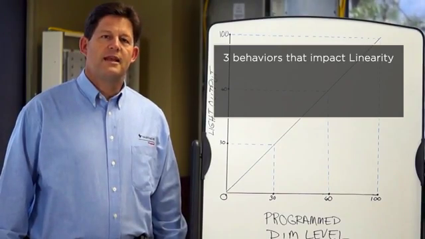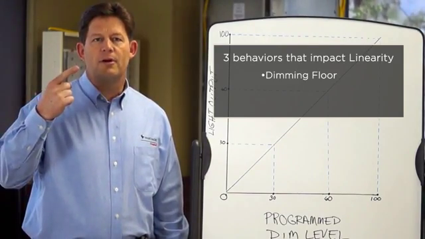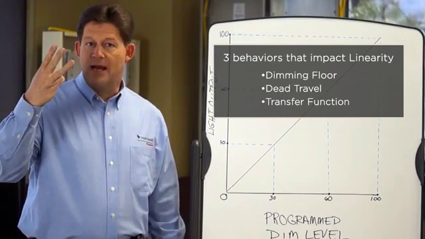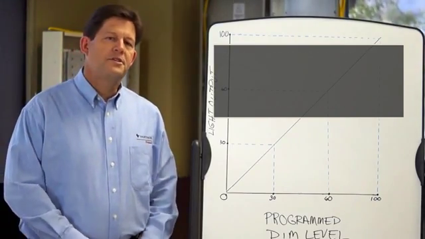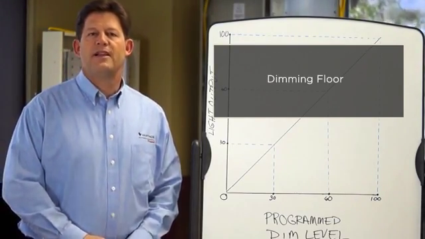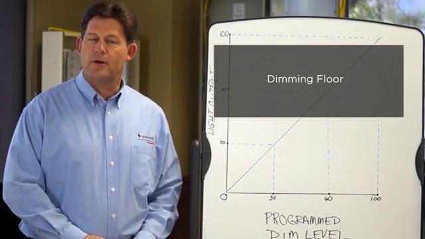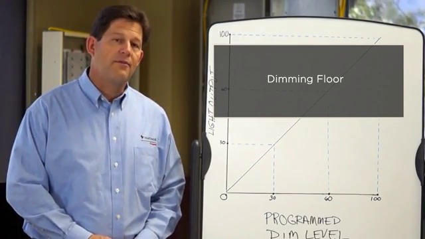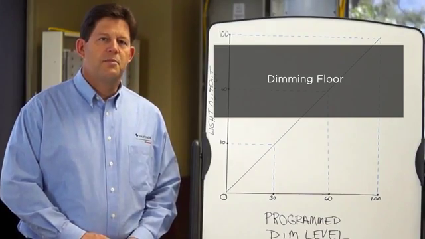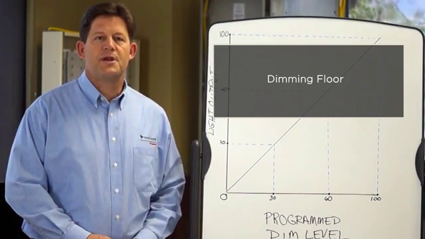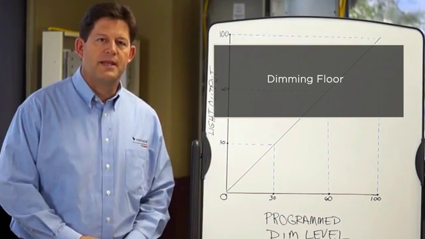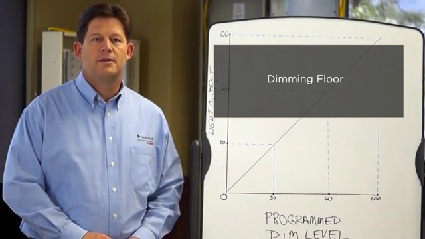Three behaviors that impact linearity are dimming floor, dead travel, and transfer function. In part 2 of this series, we addressed the limitations of LEDs as related to a dimming floor. We showed that a minimum on level or low end trim is applied to eliminate the performance issues often exhibited by LED lights at the bottom of the dimming range, such as pop-on, drop-out, and flicker.